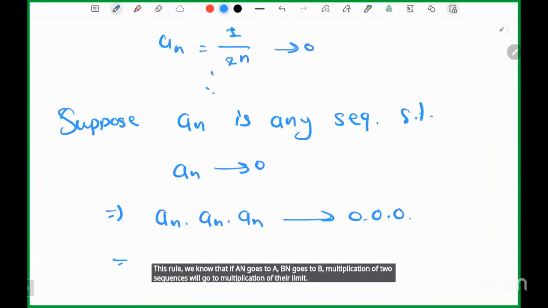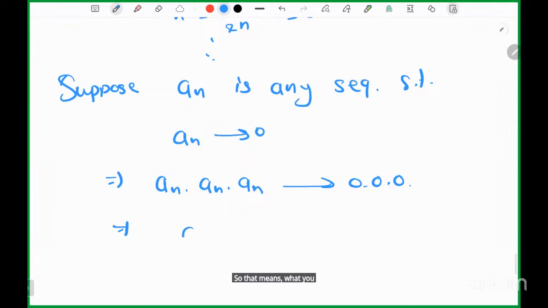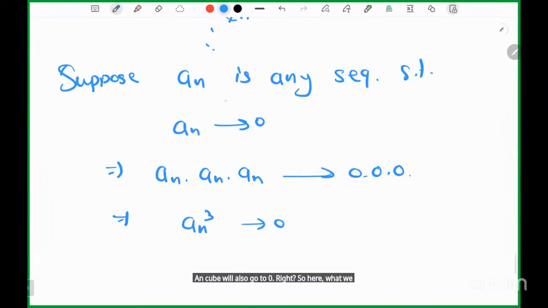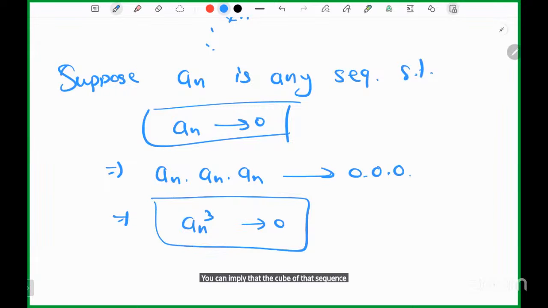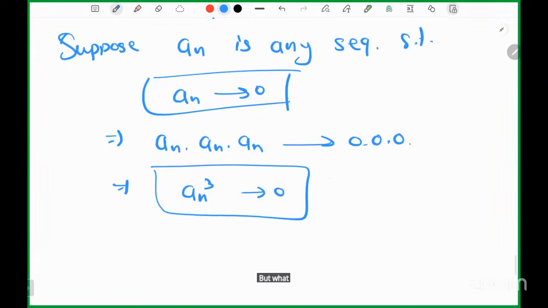So that means what you figure out from this is that a_n cube will also go to 0. Right? So here we get that if you take any sequence which is converging to 0, you can imply that the cube of that sequence also goes to 0. But what is that cube of this sequence?